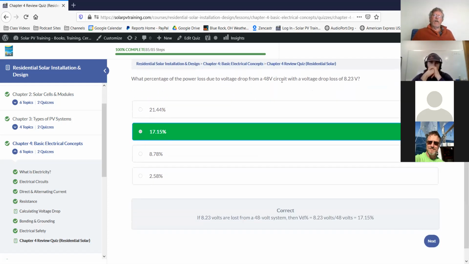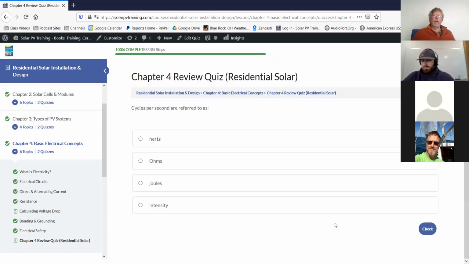The most dramatic effect is going to be if we can increase that 48 volts to 600 volts. You know, that will be the most dramatic impact.